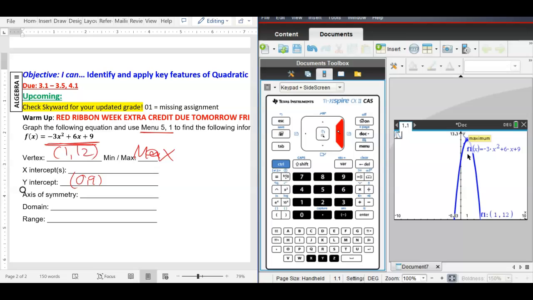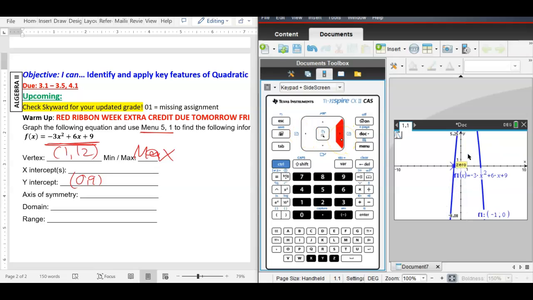Now, I need x-intercepts. So once again, you're tracing. You go left or right. So I'm going to go all the way to the left till I get to this. Now, this doesn't say x-intercept. It says 0. But don't we know that 0 is the same thing as x-intercept? What's another name for an x-intercept and a 0? Root. Solution. Have we gone over those 4 names before? Yes. Roots, zeros, solutions, x-intercepts are all the same thing.